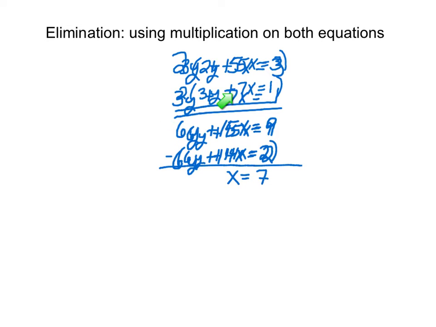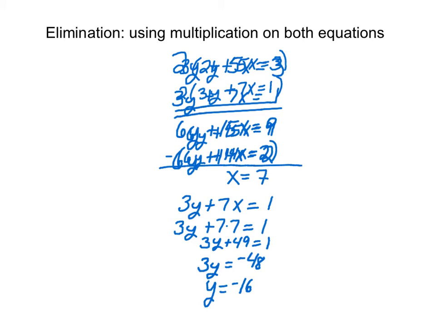So we want to go way up here to the original equation. So when we complete our algebra, we find out that y is equal to negative 16. So we now know that x is 7 and y equals negative 16. So our intersection point is 7, negative 16. Please pause the video and copy this into your notes.